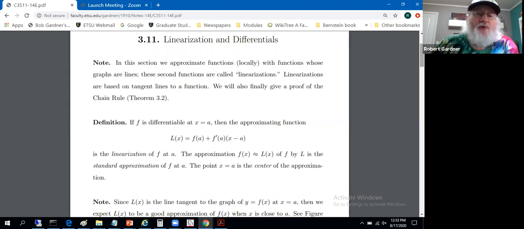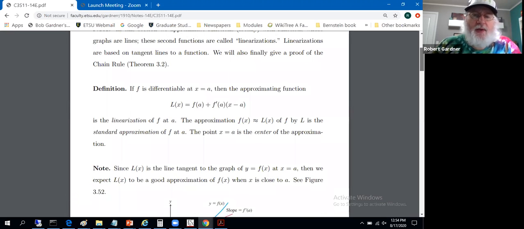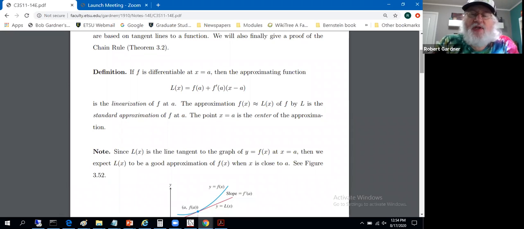We'll finally give a proof of the chain rule. I still owe you a proof of the chain rule from several sections back, and we'll go through with some epsilons and some limits, and establish the chain rule formally. Okay. The next definition is the same thing we've been doing, only the notation and the verbiage are different.